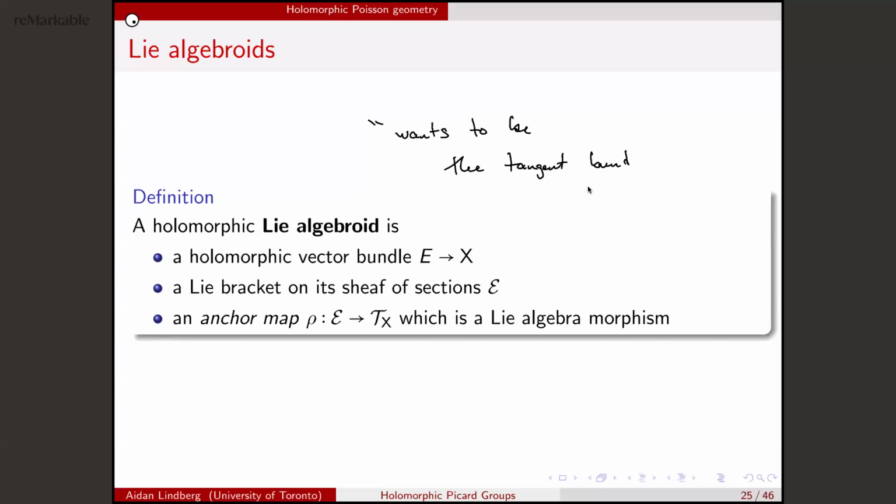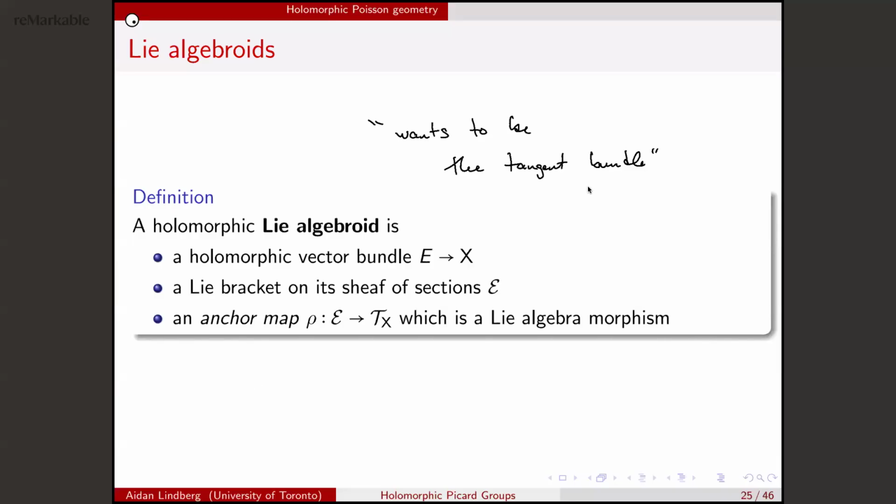And the reason it wants to be the tangent bundle is because it consists of a holomorphic vector bundle and a Lie bracket on its sections. So just like there's a Lie bracket on vector fields on a manifold, but it isn't the tangent bundle. It's just related to the tangent bundle in the sense that there's a map from this Lie algebra on sections to the tangent bundle, and this has to be a Lie algebra morphism.